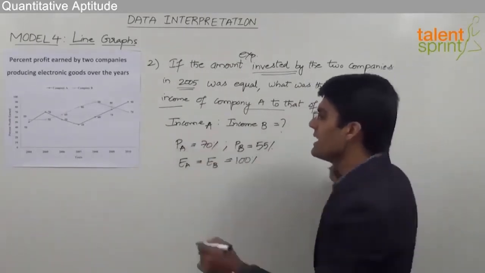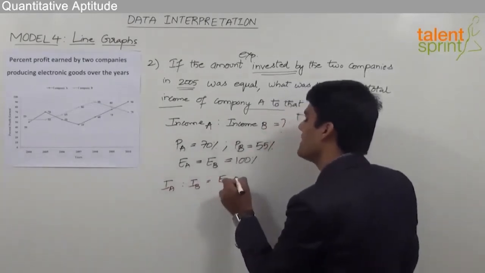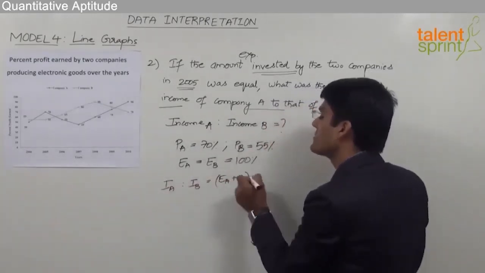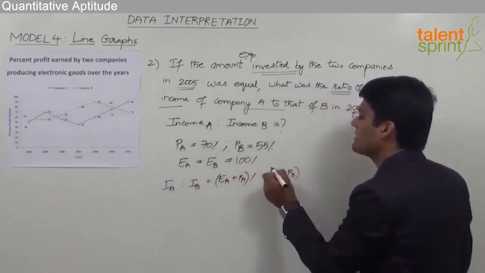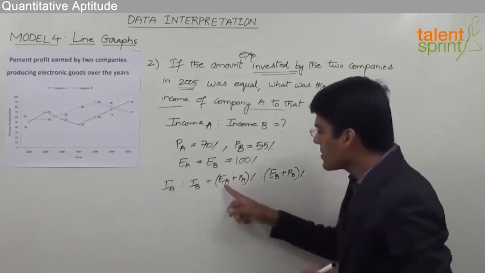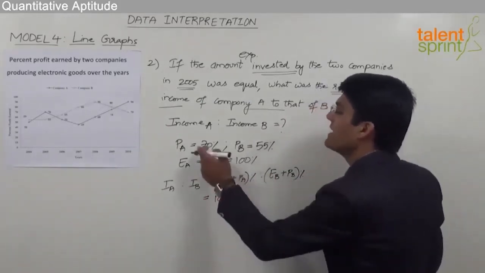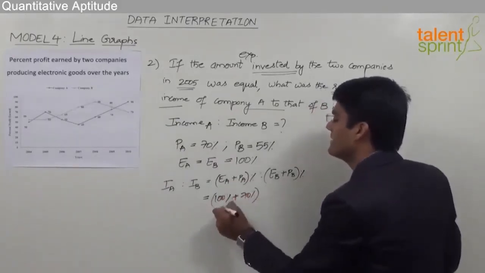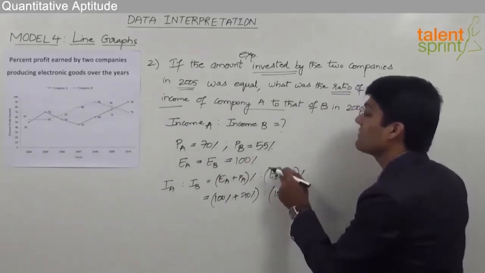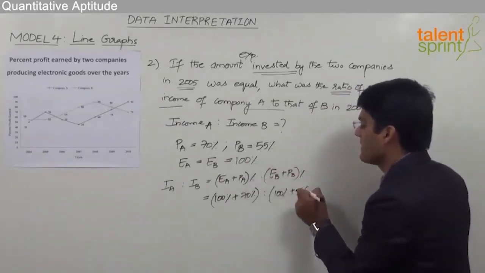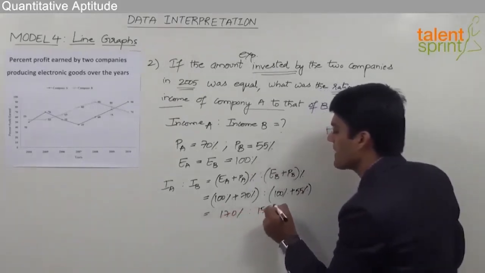So now we can say that income of A is to income of B will be equal to expenditure of A plus profit of A in terms of percentage, is to expenditure of B plus profit of B in terms of percentage. Now expenditure of A here is 100%. So 100 plus profit of A is 70%. This is to expenditure of B again is 100% plus profit of B is 55%. So overall we can say that the answer here will be 170% is to 155%.